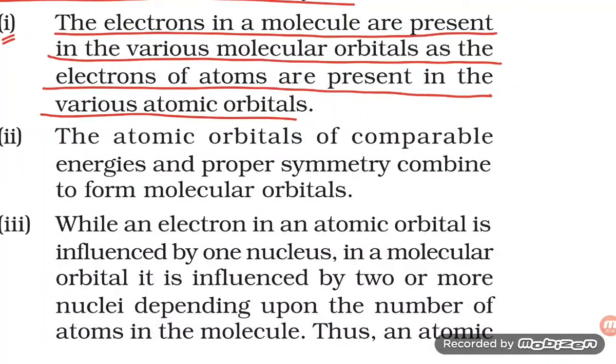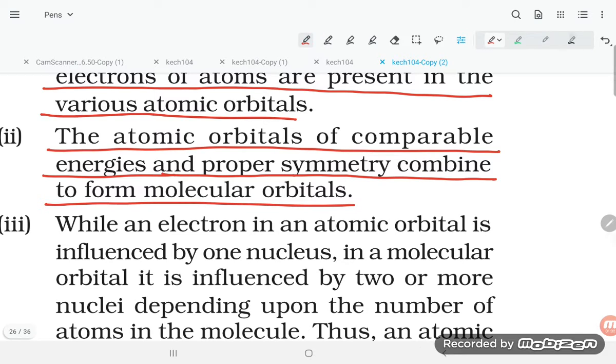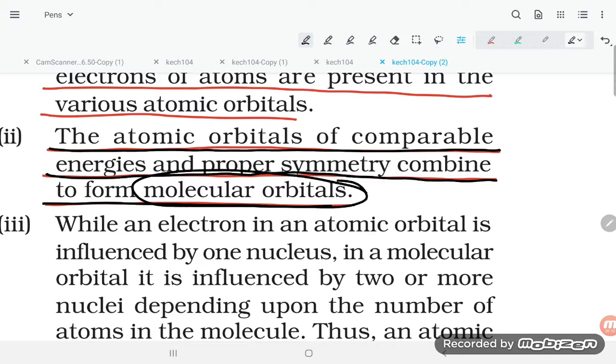Now come to the second point, students: the atomic orbitals of comparable energies and proper symmetry combine to form molecular orbitals. That is what the point is all about. The atomic orbitals of comparable energy and proper symmetry combine to form the molecular orbital. So how is the molecular orbital forming? If proper symmetry and comparable energy are there, that will form the molecular orbital.